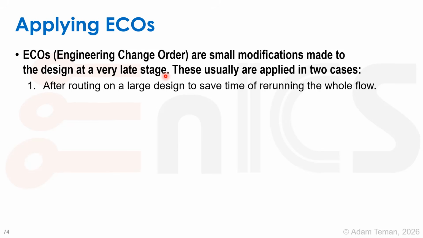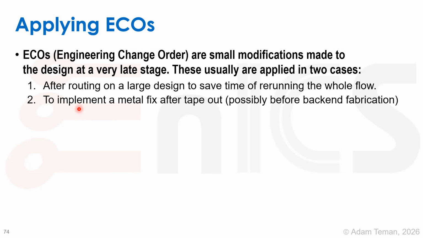We usually apply these things in two cases. One is after routing a large design, and that's just to save time rerunning the whole flow. Because if we have a really large design, it can take days literally to finish a whole synthesis to post-route flow. And even just the routing itself can take many hours, maybe even days. So instead of going and rerouting the whole design, we can do these little fixes if we find something that we need to do. Okay, and the other thing is a metal fix after tape out.